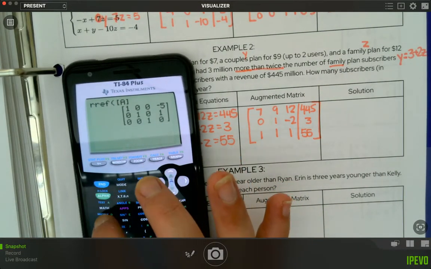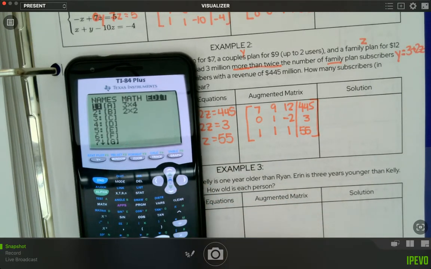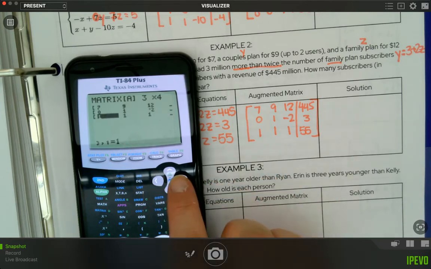Hit second matrix, go over to edit, and hit enter on A. 3 by 4, good to go. And then we're going to start typing. 7, 9, 12, 445. 0, -1. Sorry, I messed up. It should be 1, -2, 3. 1, 1, 1, 55. Nope, 55. There we go. Okay, looking back over, making sure I did it right.